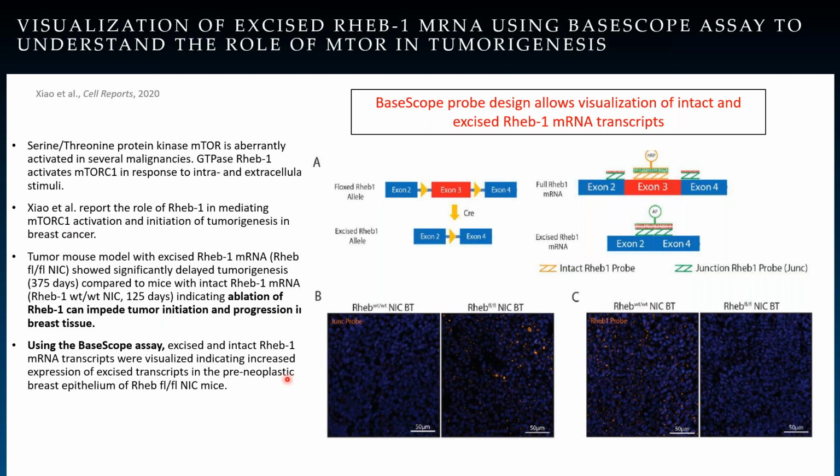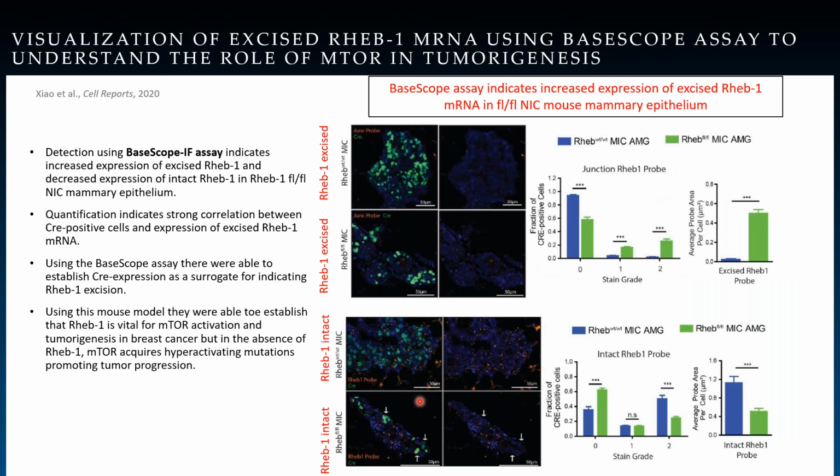So ultimately what they found was when they ablated the Rheb1 transcript, there was a significant delay in tumor development in this breast cancer model, where ablation of Rheb1 delayed tumor initiation, wherein the wild type model developed tumors at 125 days, the Rheb1 knockout models developed tumors at 375 days. So significant delay. Additionally, what they found was when they combined the BaseScope assay with immunofluorescence for detecting KRAS, they found that the excised transcript, as expected, was expressing at a higher degree in the knockout model.